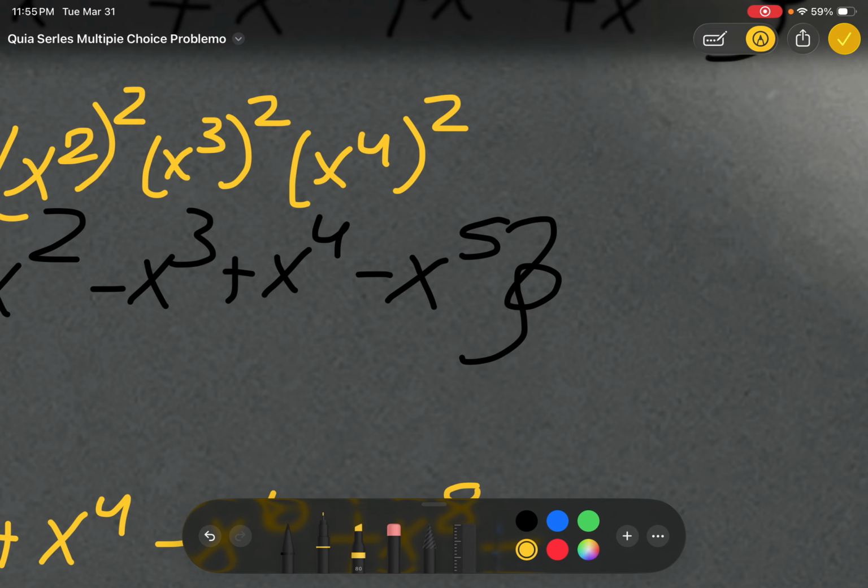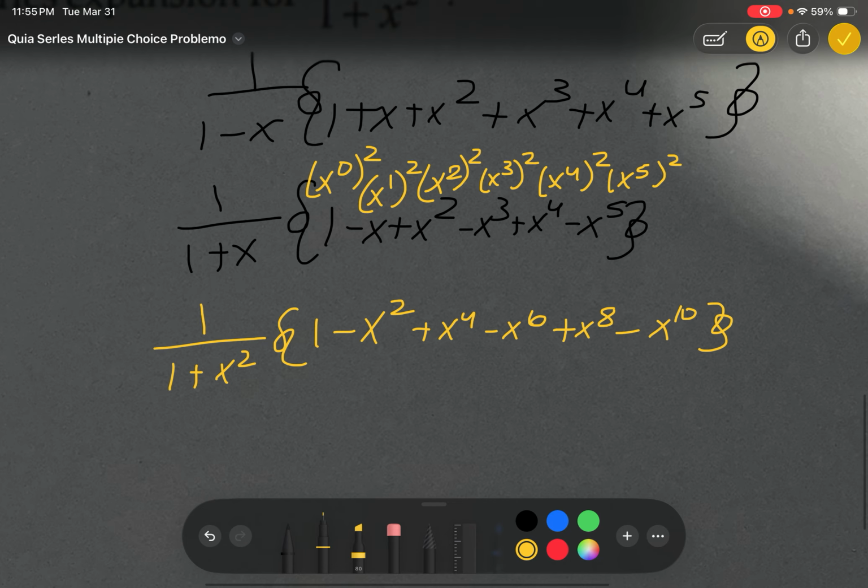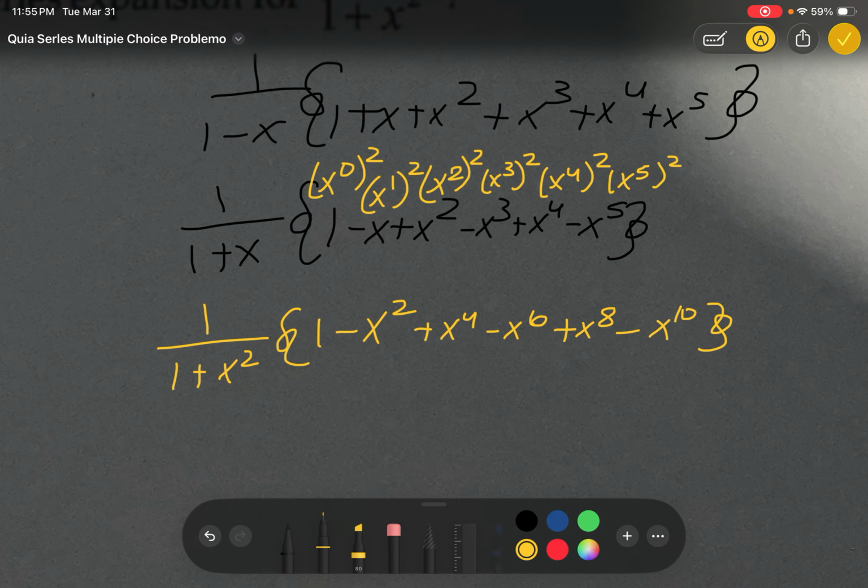Okay, one more term. X to the 5th squared. That's just going to give you x to the 10th. Okay, that's the transformation for the next one.